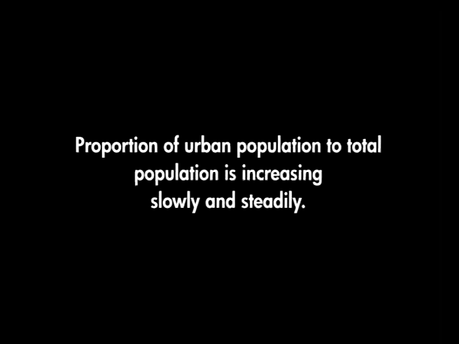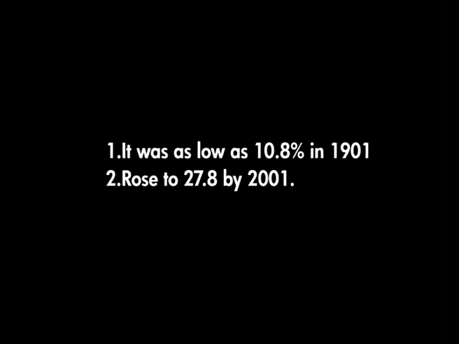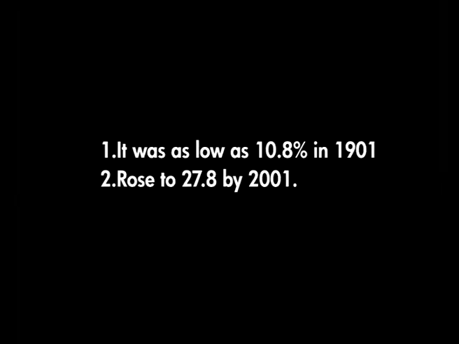But the proportion of rural population has decreased in each successive census. Consequently, the proportion of urban population to total population has increased slowly but steadily. It was as low as 10.8% in 1901 and rose to 27.8% by 2001. The question arises, why is it so?